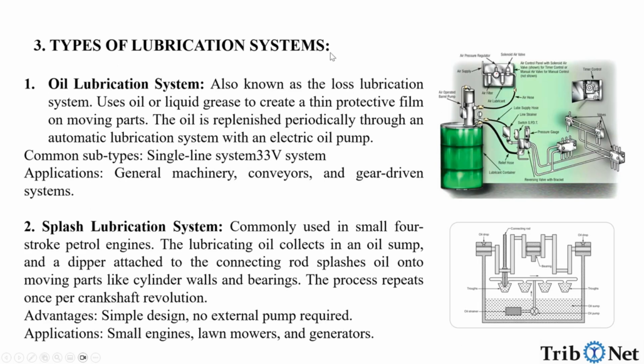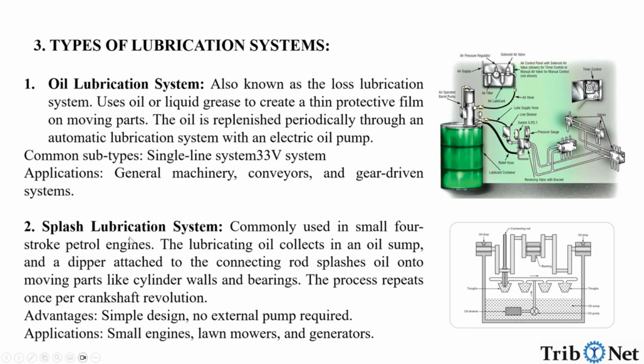What are the types of lubrication systems? Oil lubrication system. It is also known as the loss lubrication system. It uses oil or liquid grease to create a thin protective film on moving parts. The oil is replenished periodically through an automatic lubrication system with an electric oil pump. The common subtypes are single line system and 33 volt system. Application is general machinery, conveyors and gear driven systems.